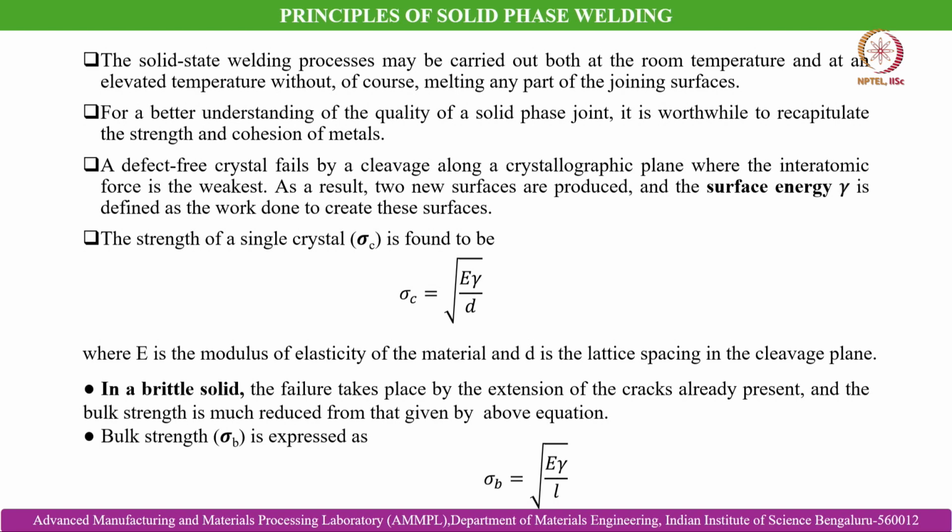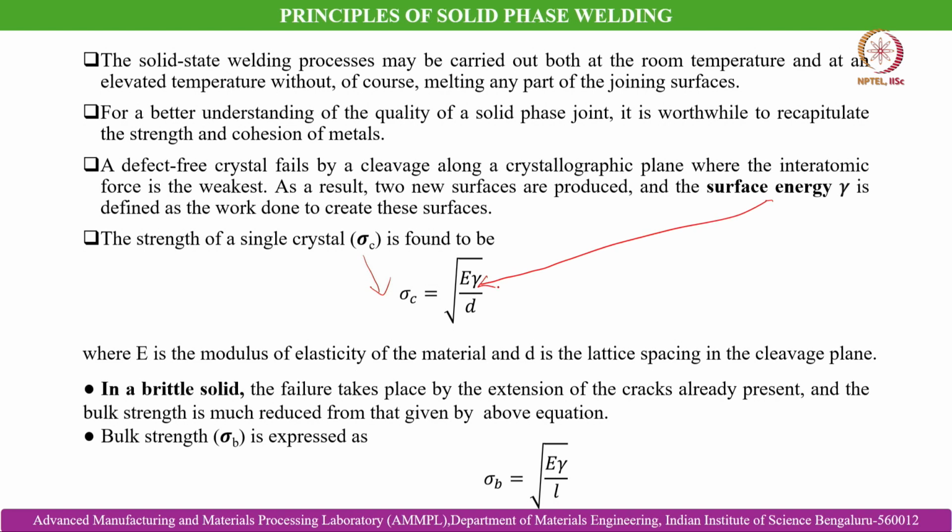and cohesion of metals. A defect free crystal fails by a cleavage along its crystallographic plane, where the interatomic force is the weakest. As a result, two new surfaces are produced, and the surface energy gamma is defined as the work done to create these surfaces. Here, the strength of a single crystal, sigma c, can be expressed as sigma c equals root over E gamma by D, where E is the Young modulus or modulus of elasticity, D is the lattice spacing in the cleavage plane, and gamma is the surface energy, as told earlier.